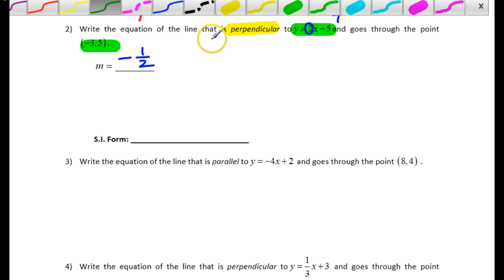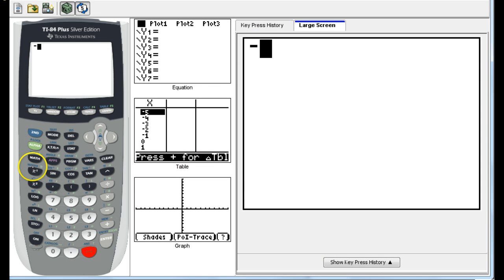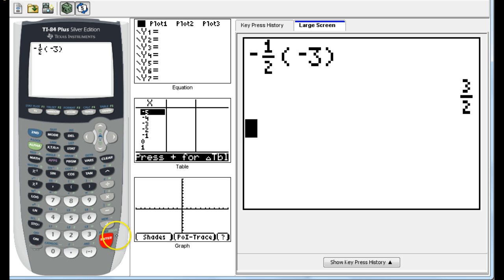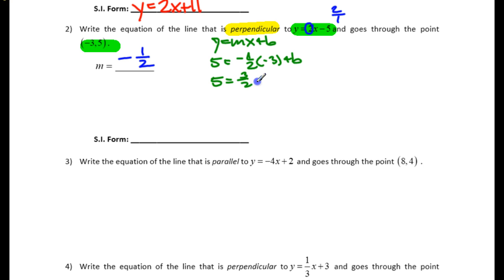But I'm going to proceed the same way. Start off with the formula. y equals mx plus b. I have my m. I'm going to go find my b. I'm going to start plugging in the point. The y is 5 equals, now the slope is negative 1/2, parentheses negative 3 for the x, plus b. Okay, so now this is 5 equals, let's use my calculator, negative 1/2 times negative 3, and we get 3 over 2. Alright, so this becomes positive 3 over 2 plus b.